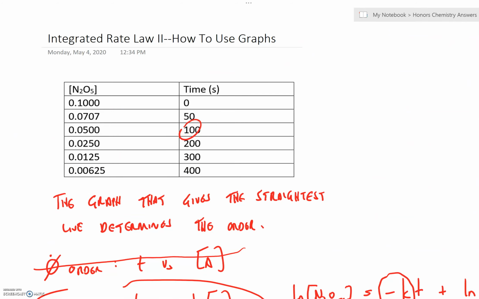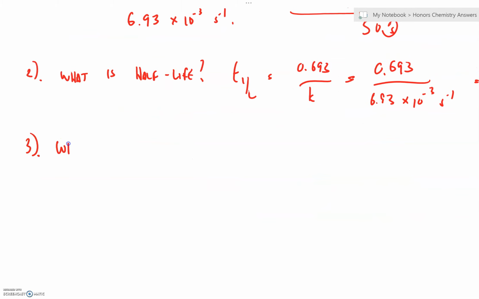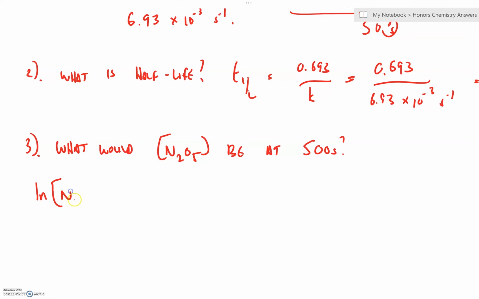Now, the last thing you can do is find the concentration at any given time, even if our data doesn't go that far. So what we'll do is pick a time and say, here's a theoretical question. What would the concentration of N2O5 be at 500 seconds? Well, you know the rate law. You know the natural log of the concentration of N2O5 is equal to negative KT plus the natural log of the concentration at time 0.